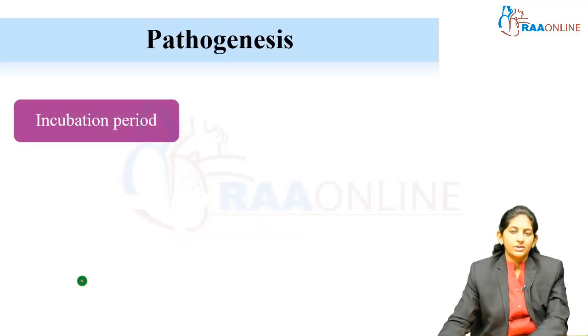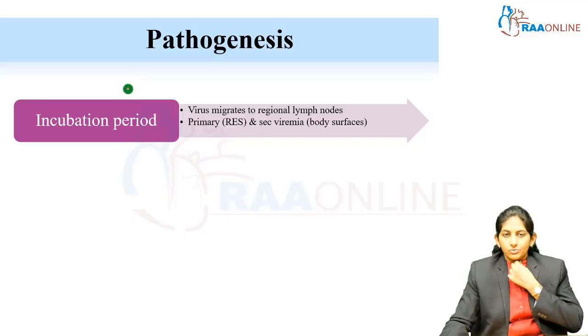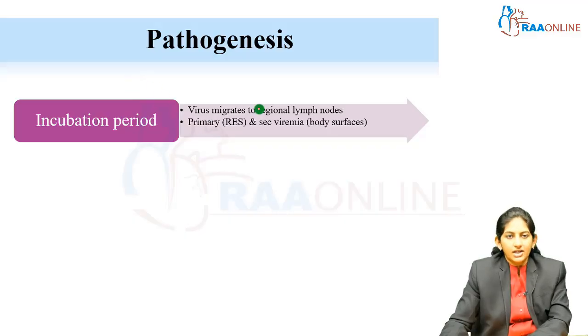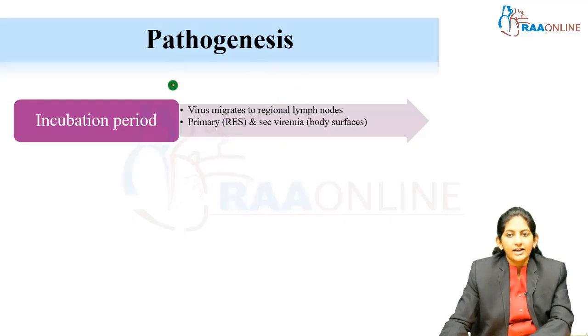Okay, coming to the pathogenesis. What happens in the incubation period? Once the virus is exposed to the skin and mucosa, predominantly the oral mucosa and the conjunctival mucosa, it goes into the regional lymph nodes, that is the cervical lymph nodes, and causes a viremia. In the initial viremia, the virus settles down in the reticuloendothelial system, and from there the secondary viremia starts.